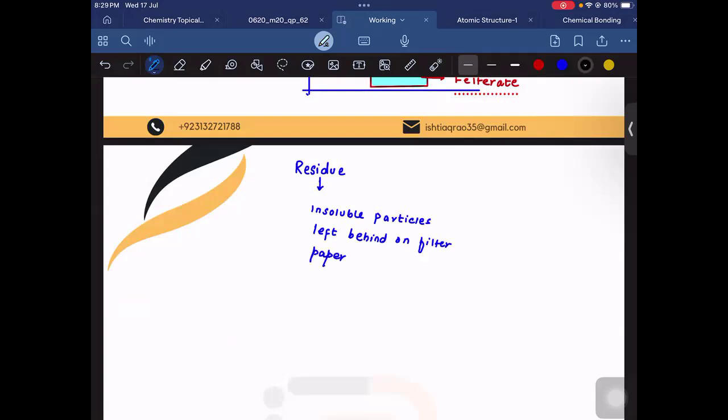And what is, you can say, filtrate? Filtrate means soluble particles which have passed through the filter paper.